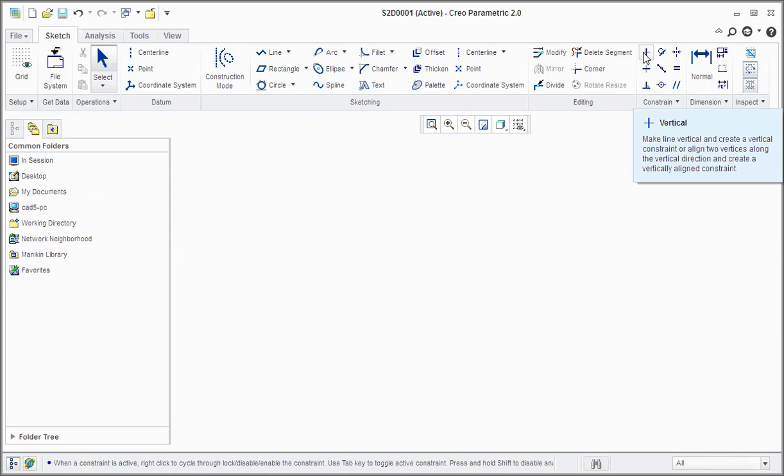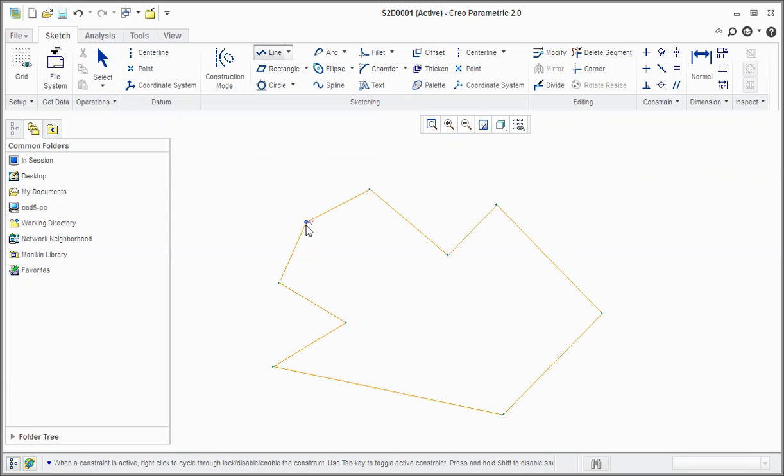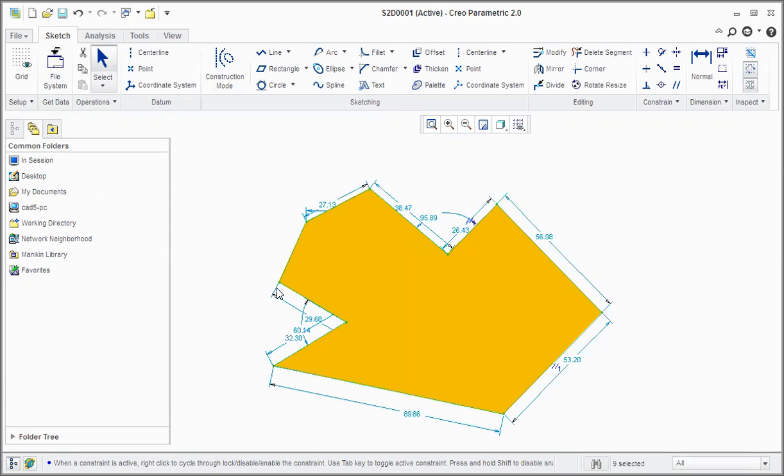So this is the vertical constraint. Then the second one is the horizontal constraint, perpendicular constraint, coincident constraint, midpoint constraint, tangent constraint, symmetric constraint, equal constraint, and parallel constraint. So there are a total of 9 types of constraints, and these are the most important for simplifying your 2D sketches. First of all, we'll construct one 2D sketch. So this is my 2D sketch.